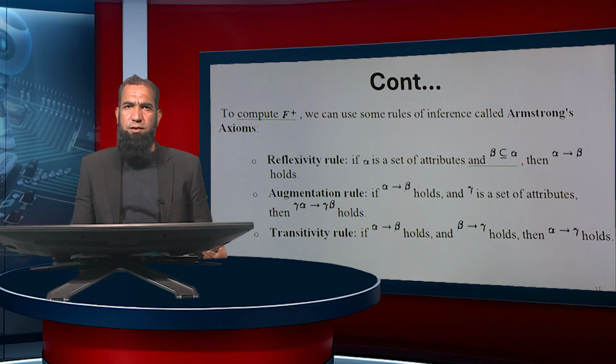So far, we have discussed the closure of a set of functional dependencies, but in practice, we often need the closure of a particular set of attributes, called the attribute closure. The attribute closure, denoted as X plus, represents all the attributes that can be functionally determined from a given attribute set X using the dependencies in F. Here is how we find X plus step by step.